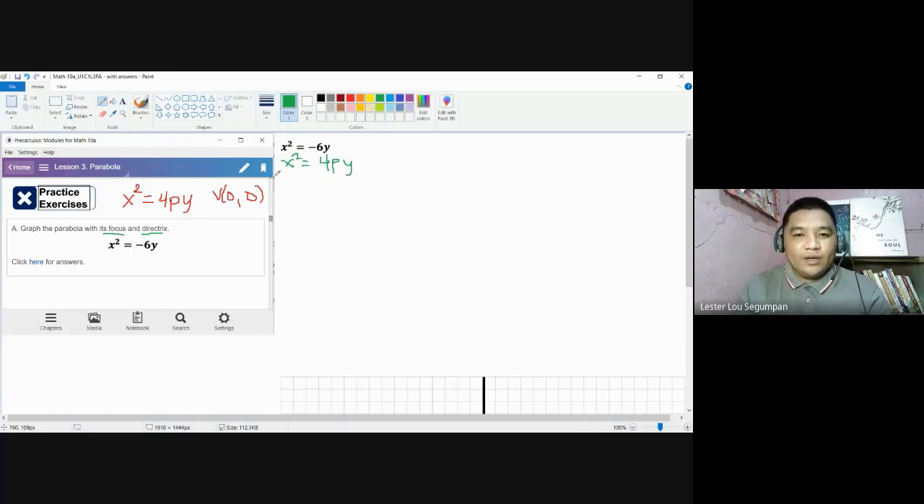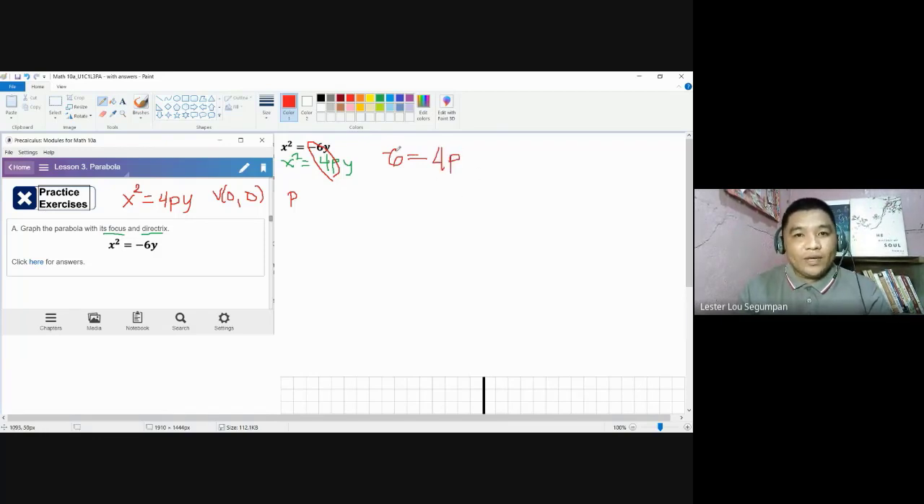And then, with the use of just simple comparison between the two equations, we can solve for the value of p. The value of p here will tell us how far the focus is from the vertex, as well as how far the directrix is from the vertex. So we have x squared here, y and y. We are left with this expression here, telling us that negative 6 is equal to 4p.